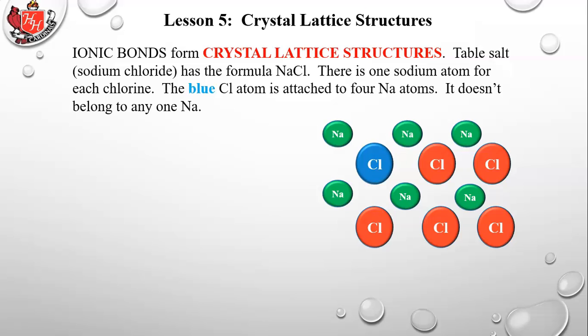Because remember, this is a 2-dimensional representation of a 3-dimensional cube of salt. There would actually be a sodium directly in front of the chlorine out towards you, and one back behind the chlorine away from you. But in this representation, we'll just settle for 4. So the chlorine doesn't belong to any one of those 4 sodiums.